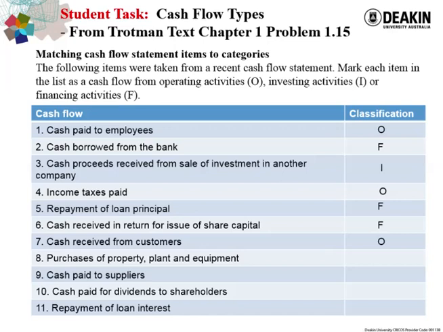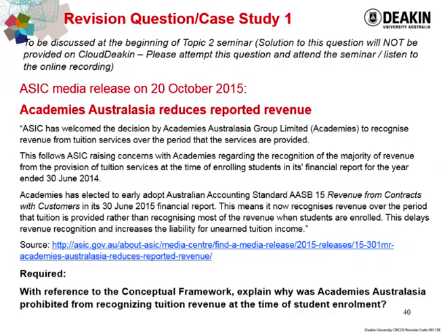Purchase of property, plant and equipment, investing. Cash paid to suppliers, operating. Cash paid for dividends to shareholders, that will be financing. Repayment of loan interest, operating. Alright, so finally, please prepare for this question and we will discuss at the beginning of the next topic.